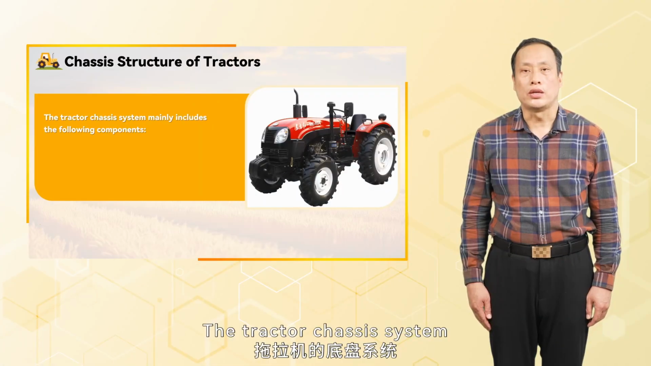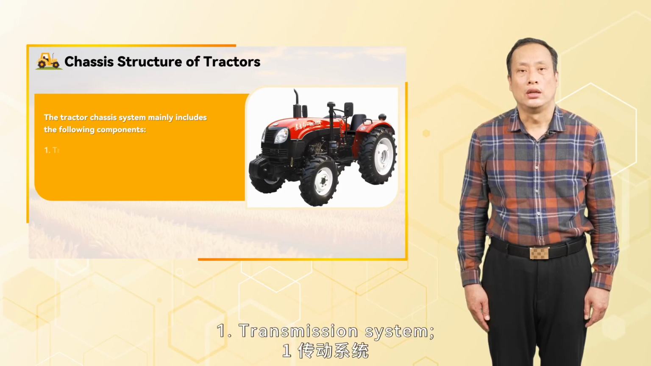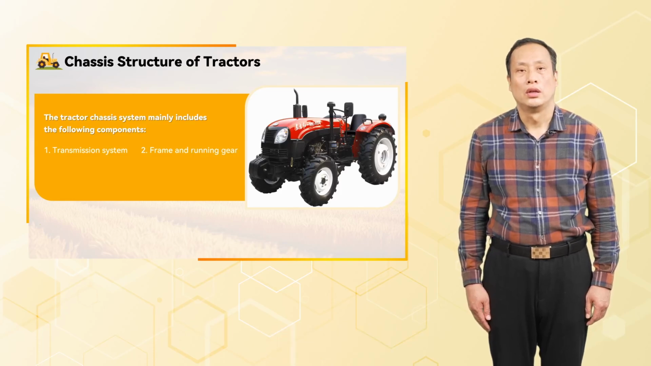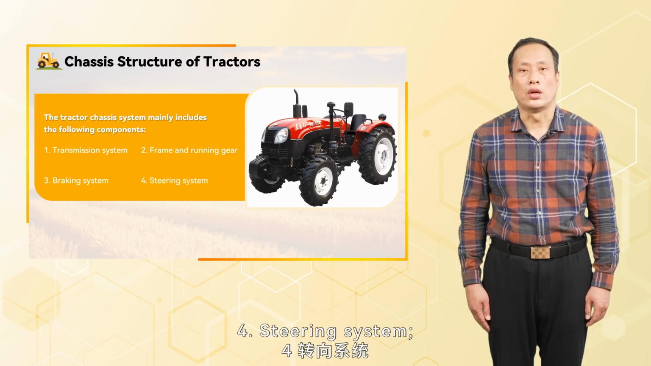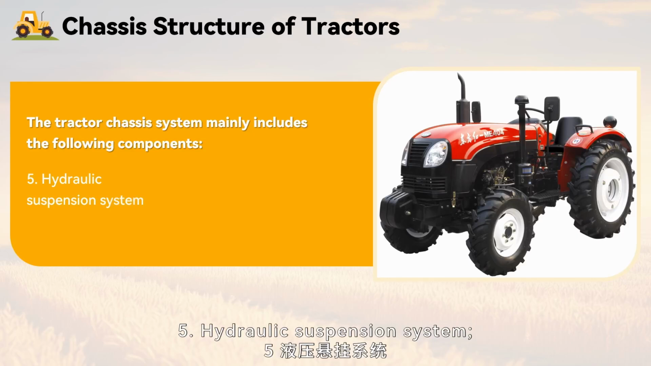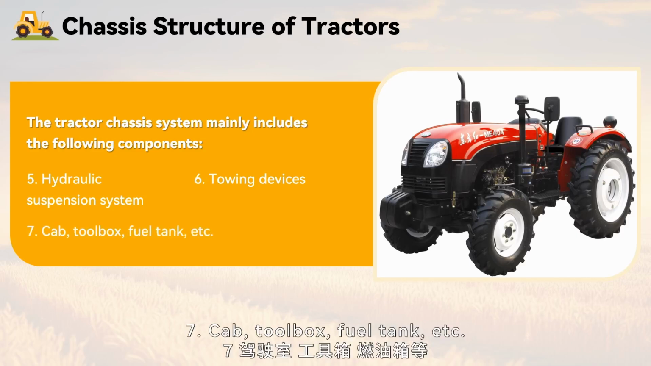The tractor chassis system mainly includes the following components. 1. Transmission system. 2. Frame and running gear. 3. Braking system. 4. Steering system. 5. Hydraulic suspension system. 6. Towing devices. 7. Cab, toolbox, fuel tank, etc.